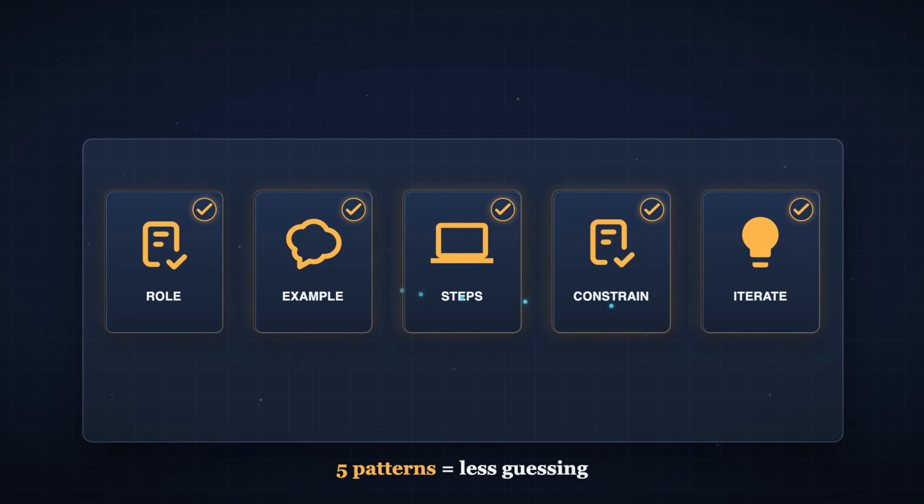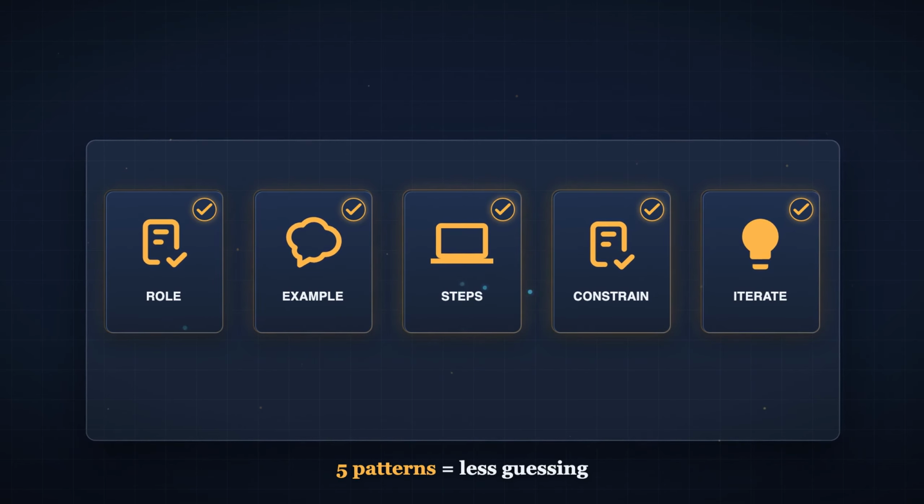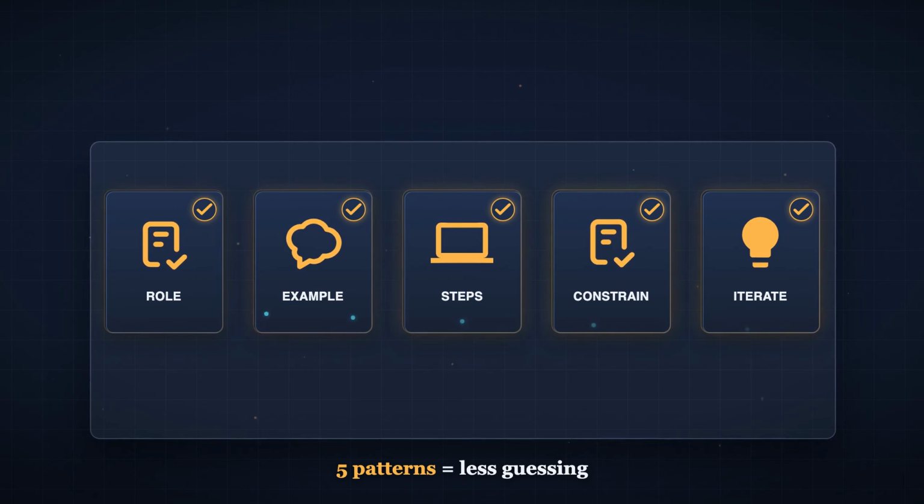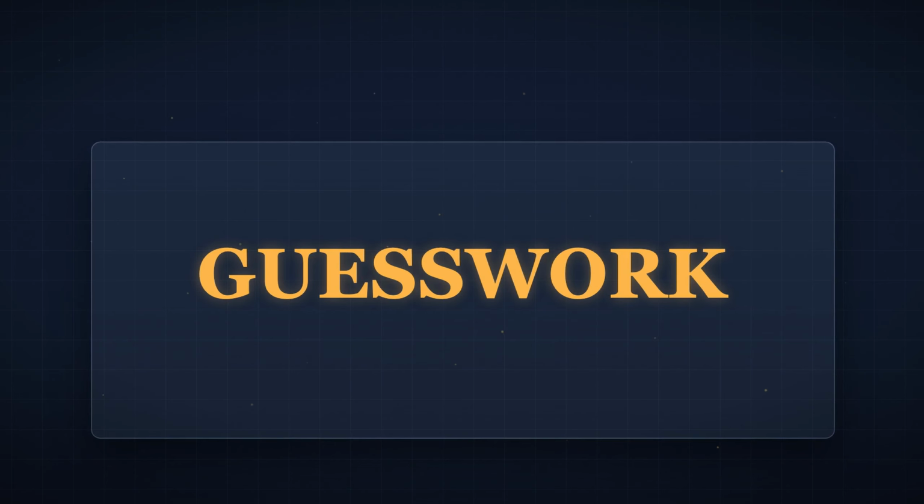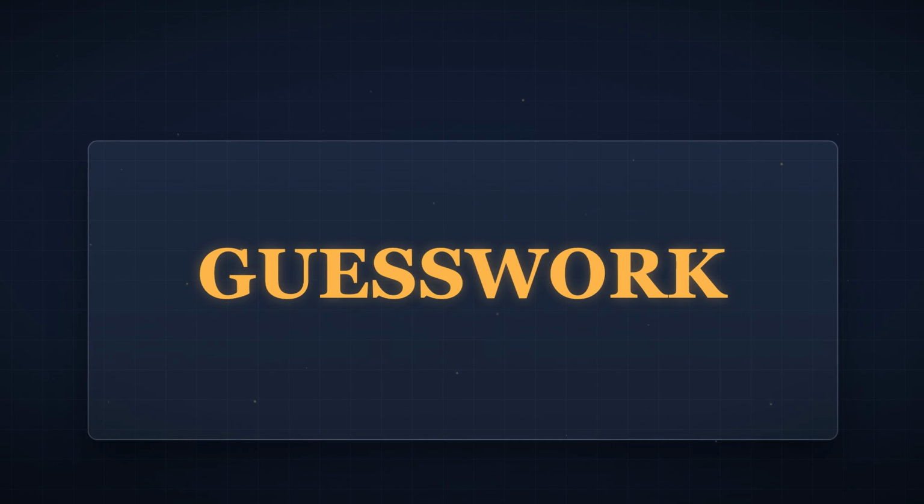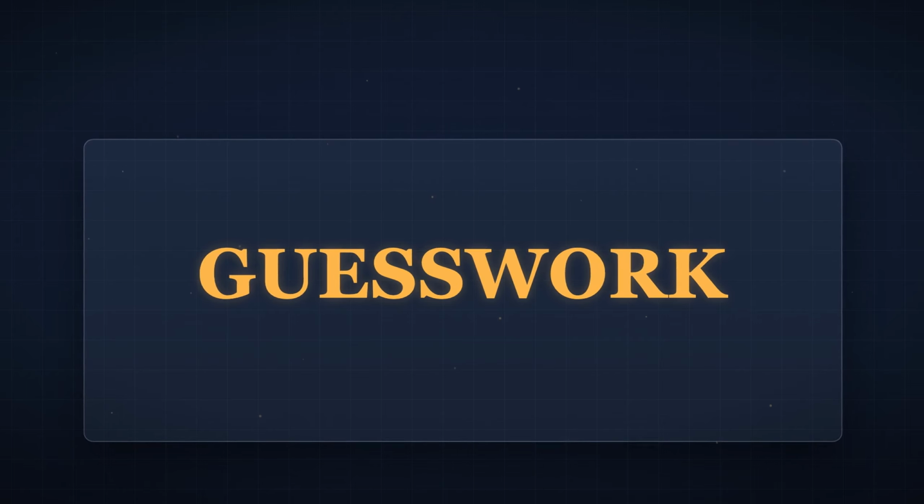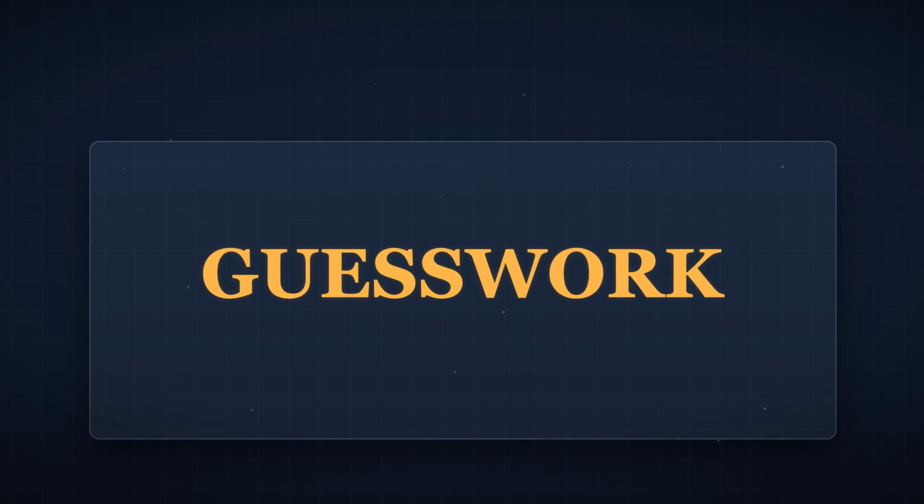5 patterns, one idea underneath all of them. Every single one removes the model's guesswork. A role removes the guess about who's listening. An example removes the guess about format. Reasoning removes the guess about logic. Constraints remove the guess about shape. Iteration removes the guess about what to keep. That's the whole trick.